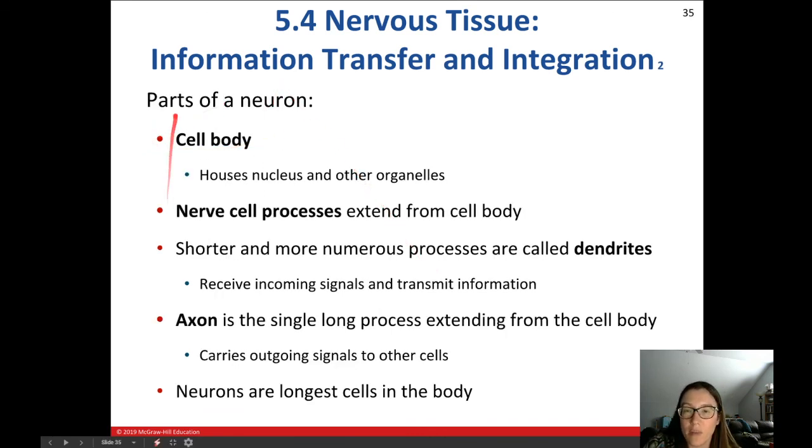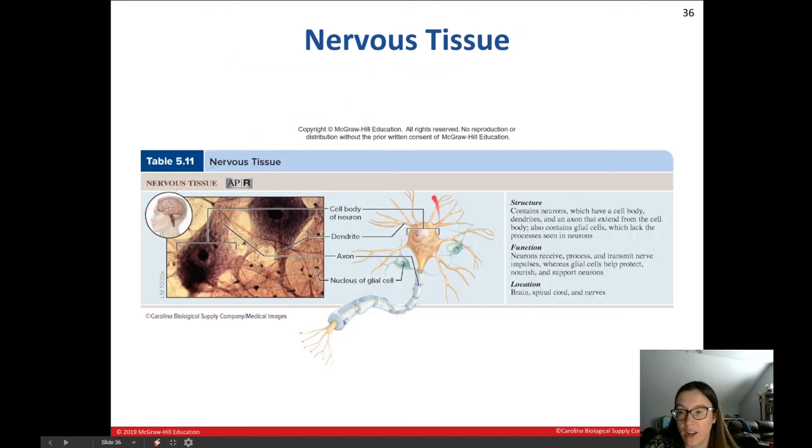So I'm going to briefly mention parts of a neuron, although we're going to go over this in detail in chapter 12. The cell body is also called the soma, and that houses the nucleus and the other organelles. And then there are some different cell processes, or things that stick out of the cell, that extend from the cell body. The shorter and more numerous processes are called the dendrites. I think of them as the rabbit ears on those old TVs where you had to move them in different directions to get a good signal. They receive the signals. Those are the dendrites, and you've usually got a lot of them.